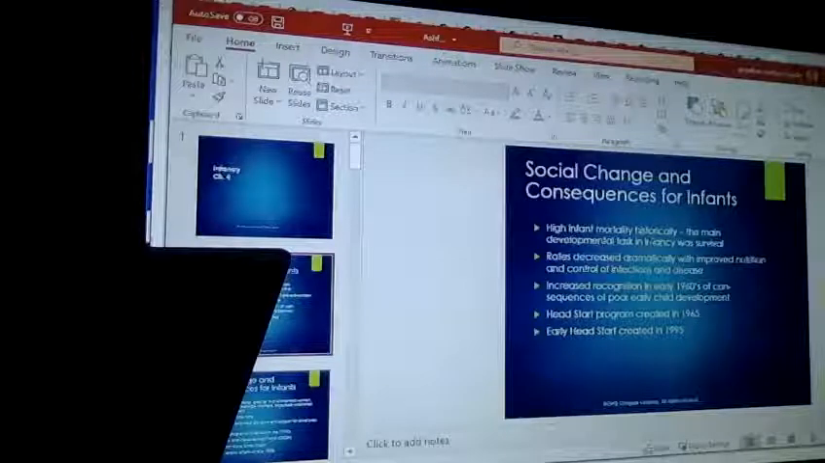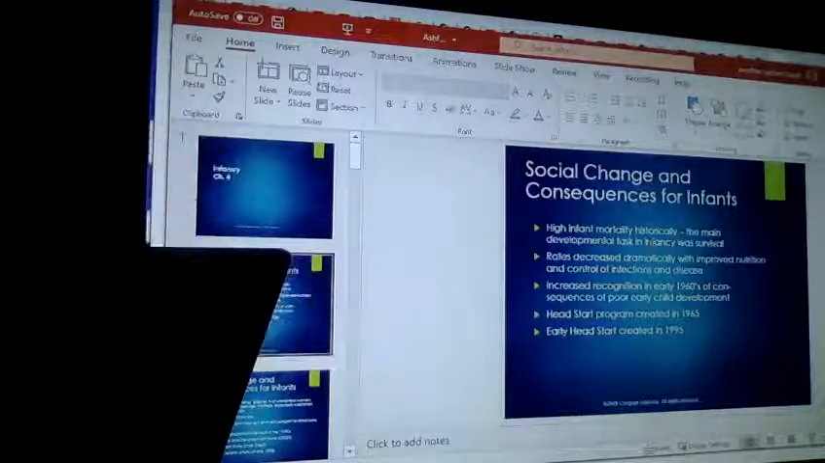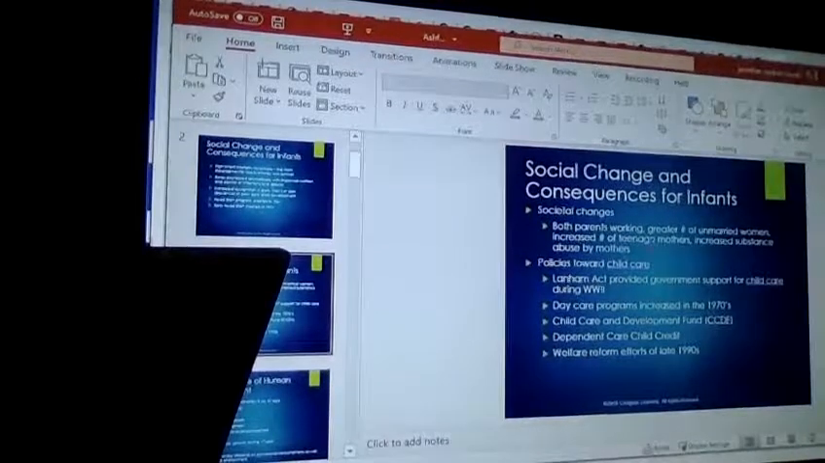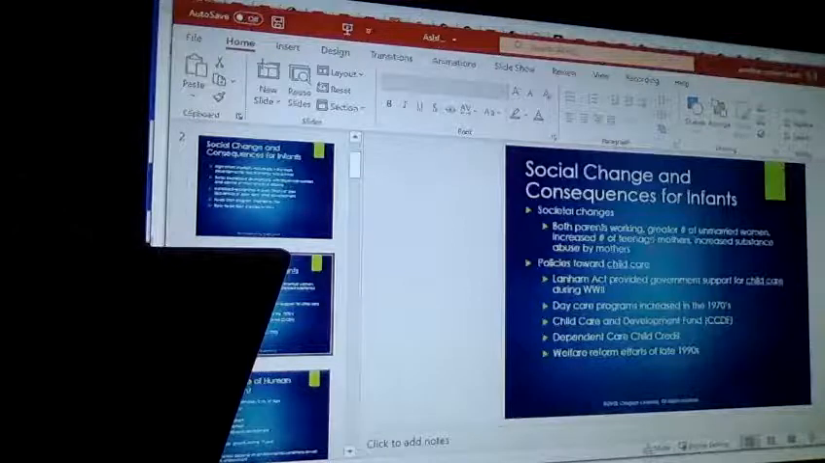Then we had Early Head Start, which was the Bill Clinton administration in 1995. So we've had legislation passed, and a lot of us experienced those growing up. I was graduating high school, that was my senior year in 1995, but a lot of us experienced that stuff growing up.